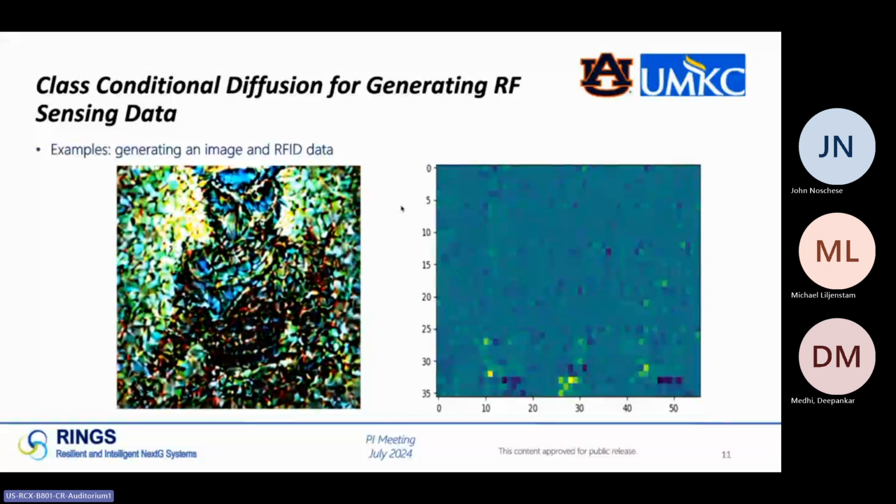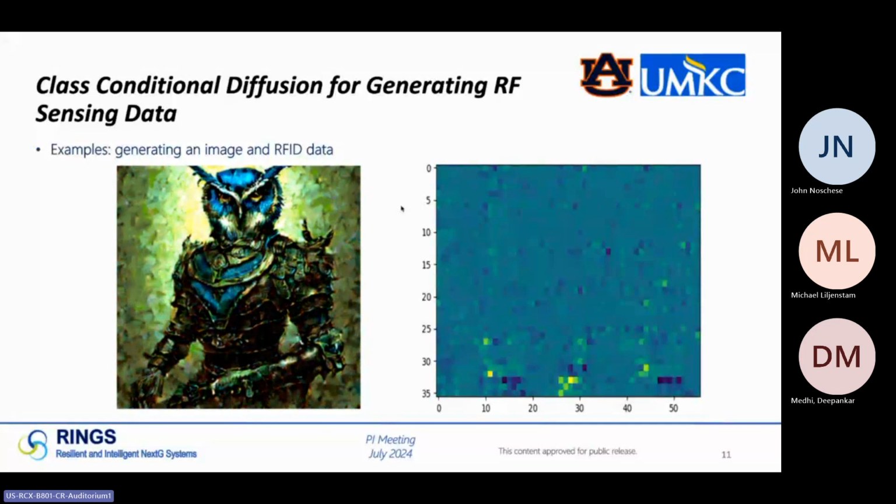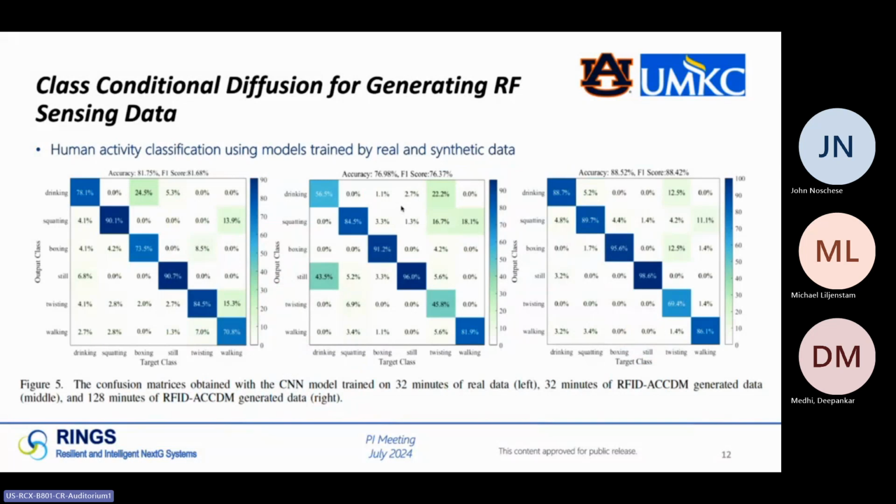The idea is very similar, but we showed that it works for wireless, not just for images. We use this generated synthetic RF data to train a machine learning model for this human activity recognition classification. Here are 6 different types of activities. Then you can see that this is 88%, this is 81%.